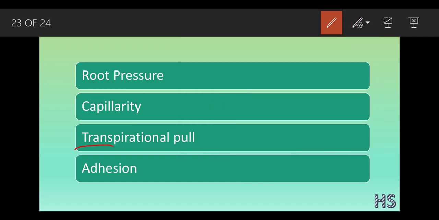This is the transpirational pull. We are going to discuss this transpirational pull in detail in the chapter on transpiration. Okay, now the last part, that is adhesion. What do you mean by adhesion? See, I'm going to draw a diagram for you so that your concepts can be easily cleared up. See, this capillarity leads to adhesion, and there is one more term, that is cohesion.